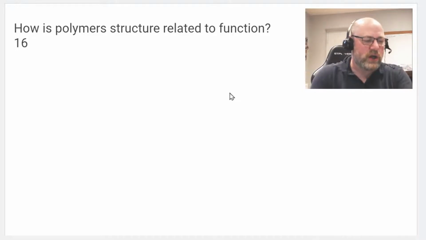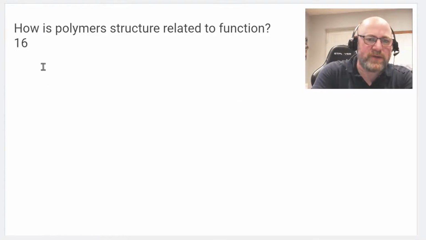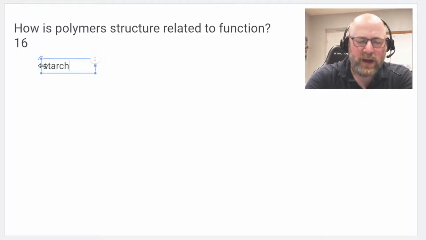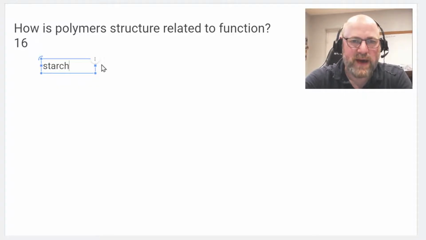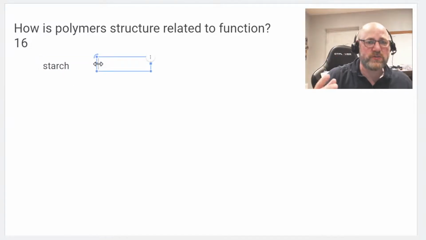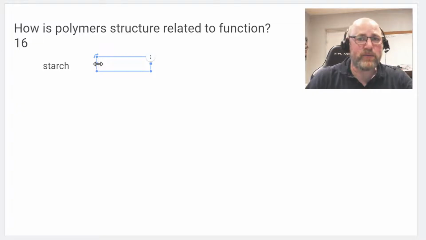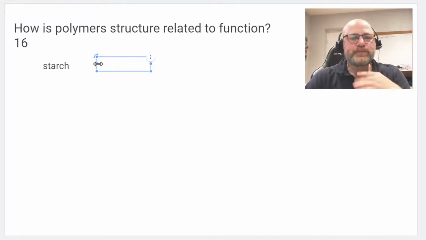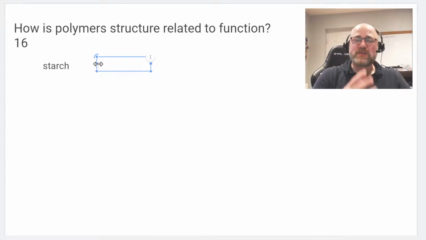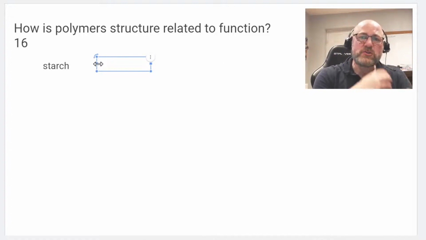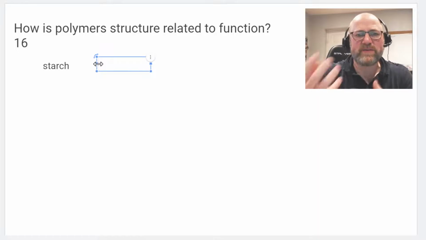Alicia said starch. So yeah, you definitely can do starch. Now, I can't remember in AQA if you do amylose and amylopectin, then you can do a whole paragraph on starch, amylose, amylopectin, why it's a good storage molecule, why one is branched, one is not branched, and why they're insoluble. So how does their structure give them a function?